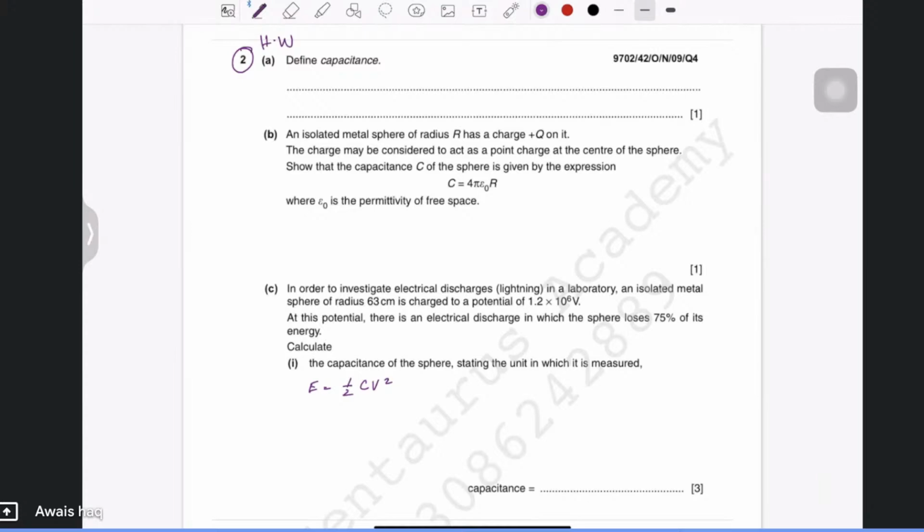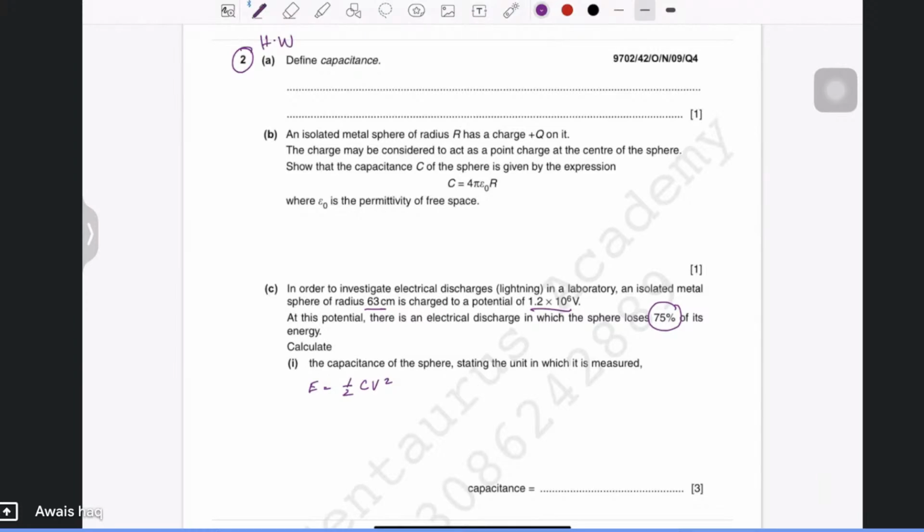Again, this basically has the same effect. What you're going to do is you have the radius, you have the potential, right? We have the radius and charge potential. At this potential, there is an electrical discharge which sphere loses 75% of energy. So if it is losing this energy, you got to find the voltage first. Okay, so we're going to use the same point.